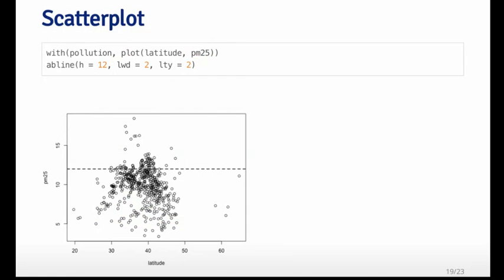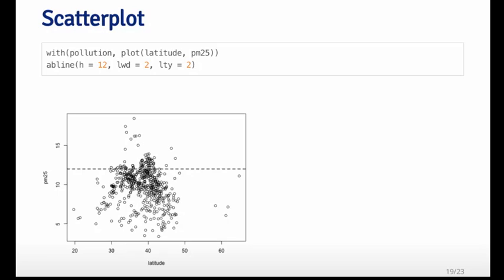So of course, one of the most obvious things to do is a scatter plot. And here I'm plotting the latitude of the monitor in the county versus the PM2.5, just to see if there are any north-south trends. As the latitude increases, you're going north. And you can see that there isn't a particularly strong north-south trend. It does seem that the PM2.5 tends to be higher in the middle latitudes and not quite as high in the upper and lower latitudes.